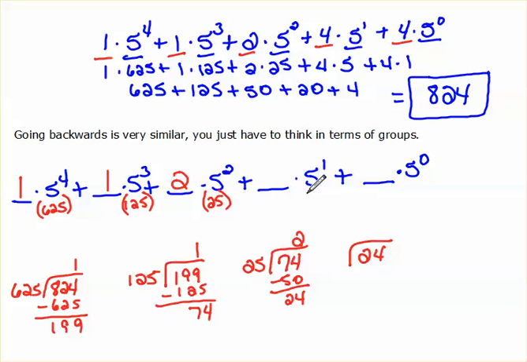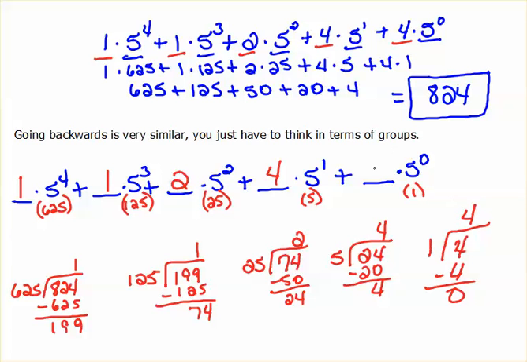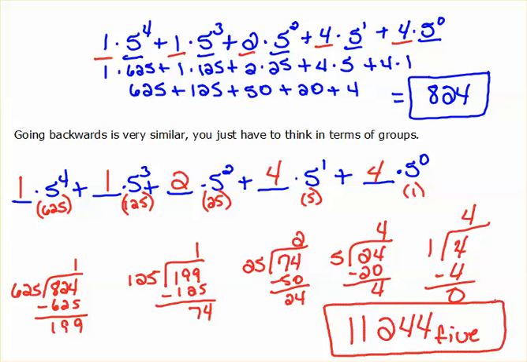This next place value is worth 5. If I divide 24 by 5, it goes in 4 times with 4 left over. So there'd be 4 groups of 5 with 4 left over. Our next place value is worth 1, so there would be exactly 4 groups of 1 left over. That makes our number 1, 1, 2, 4, 4, base 5, which is exactly what we said it should be.